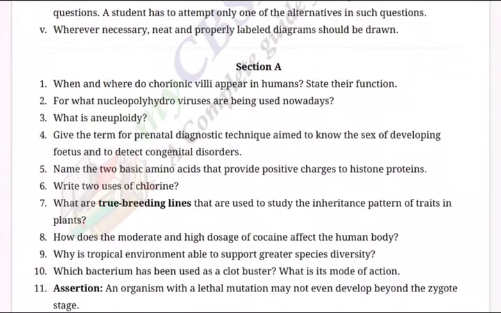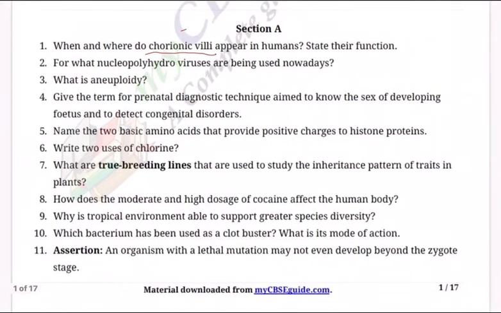So question number 1. When and where do chorionic villi appear in humans? State their function. Chorionic villi, not chronic, chorionic villi. Question 2. For what are nucleopolyhedroviruses being used nowadays? NPV we call it. Question 3. What is aneuploidy?